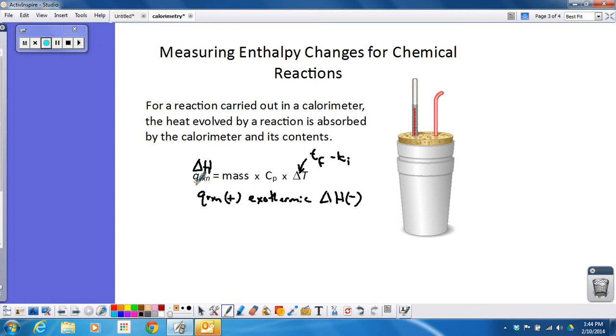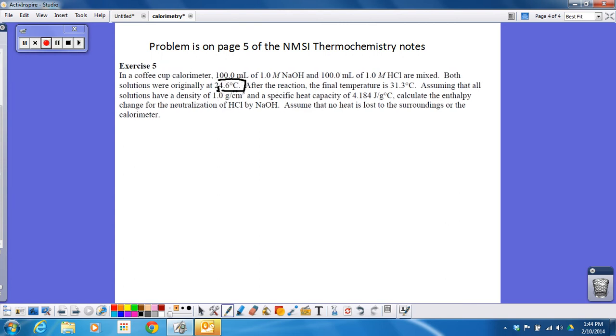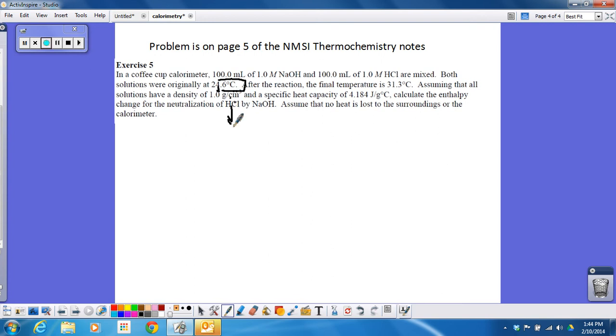So let's take a look at an example problem using calorimetry. Okay, so we have 100 mL of 1 molar NaOH and 100 mL of 1 molar HCl mixing. Both of them started at 24.6 degrees Celsius, so that's your initial temperature. After the reaction, the final temperature is 31.3 degrees Celsius. Assuming that all the solutions have a density of 1 gram per cubic centimeter, which is the density of water, which means that the volume of the solution is equal to the mass of the solution. That's what that density tells me.